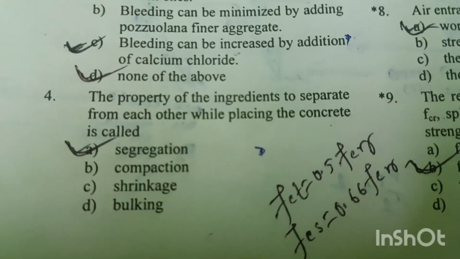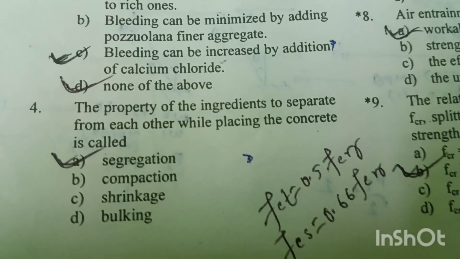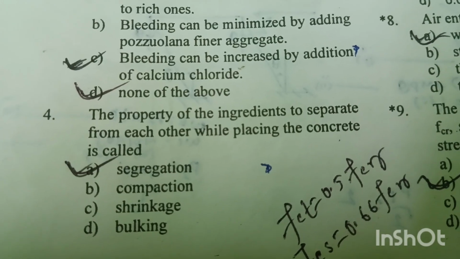Question number 4. The property of the ingredients to separate from each other while placing the concrete is called segregation. Option A is the right answer.